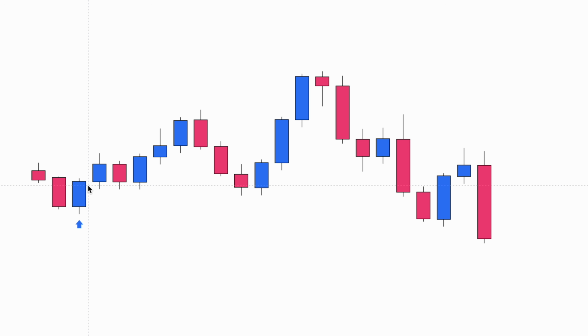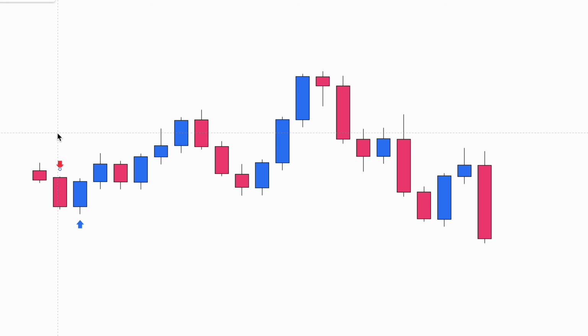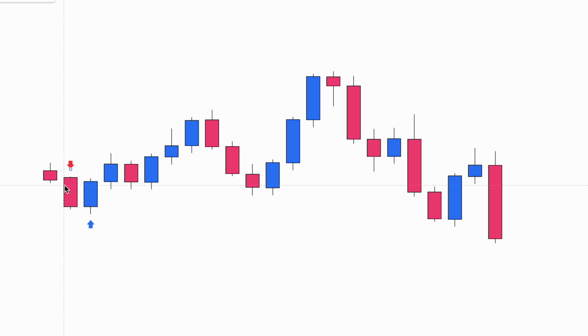Now what creates this as a valid pivot low, and I'll mark it off now so you can see, is this candle closing down below this previous candle's low. This is crucial to understand this step, because without understanding this, you will not understand how this works.